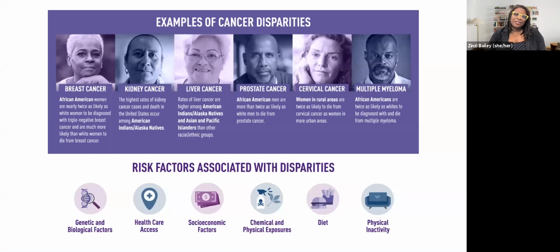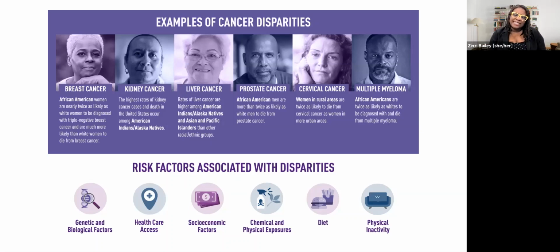To begin, we must delve into the racial and ethnic inequities, and those particular to cancer, right? The United States has the dubious honor of being a world leader in health inequity. When we're looking at cancer, we can see that African American women are twice as likely as white women to be diagnosed with triple negative breast cancer, and much more likely than white women to die from breast cancer. The highest rates of kidney and liver cancer are among Native Americans.